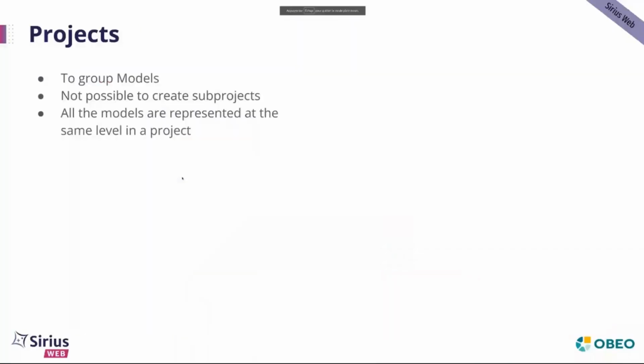So in Sirius Web, a project serves as a means to group models together. However, it is not possible to create sub-projects within a project. Instead, all models exist at the same level within a project. The project acts as a container for organizing and managing the models, providing a cohesive structure for the users to work with.